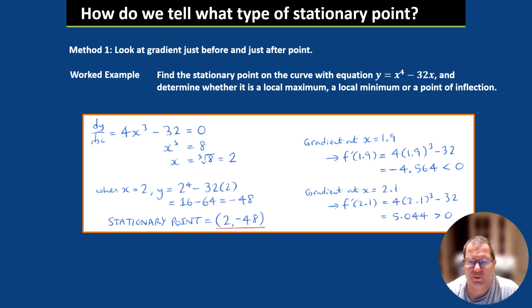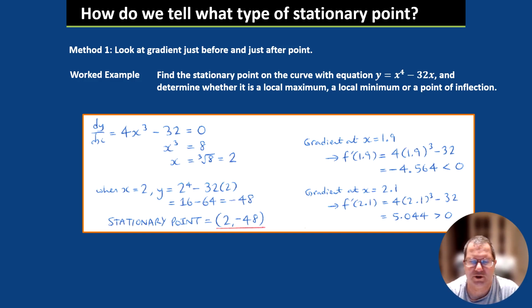So here's a worked example using that method. Find the stationary point on the curve with the equation y equals x to the 4 minus 32x and determine whether it's a local maximum, a local minimum, or a point of inflection. So dy by dx is equal to 4x cubed minus 32. We put that equal to 0 and solve it, and we get that x is 2. And then to work out what y is, we substitute 2 into the equation. 2 to the 4 minus 32 times 2 is negative 48. So we have a stationary point at (2, negative 48).